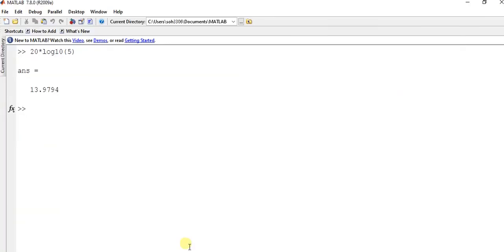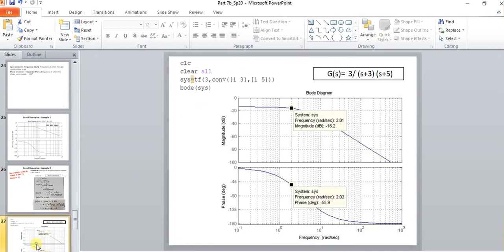20 log 10 of 0.1545 is minus 16.2214. That's what MATLAB shows here. Minus 16.2 is the gain.